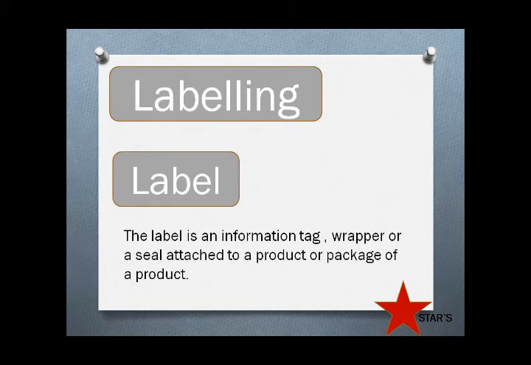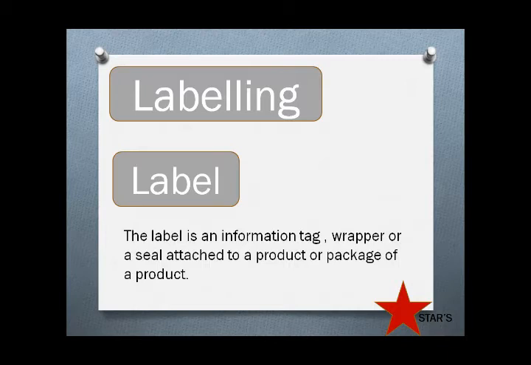Today's topic of discussion is labeling, after doing packaging and branding. It's an important function of the product mix. Before studying labeling, we have to study what a label is. A label is an informative tag or sticker attached to the product or its package. The label can be a piece of paper, printed metal, imprinted metal, leather, or seal.